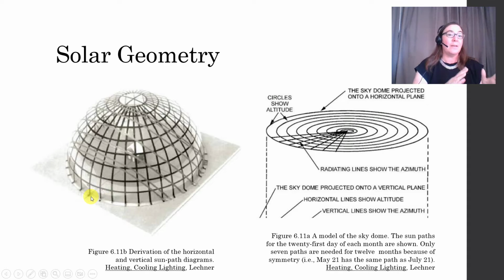Now, if you take a look at this solar dome and you look at it straight down, so a horizontal projection, we look at it orthographically, you will see a series of circles. We've got these circles, and these are these hoops. And we'll see the radiating lines. So these pieces here are going to look like straight lines radiating outward. The circles are going to show the altitude, the angle up in the sky, and the radiating lines will show the azimuth, the horizontal angle.